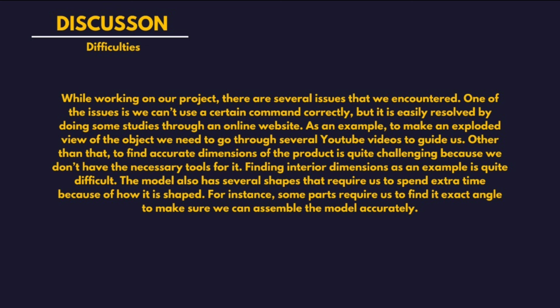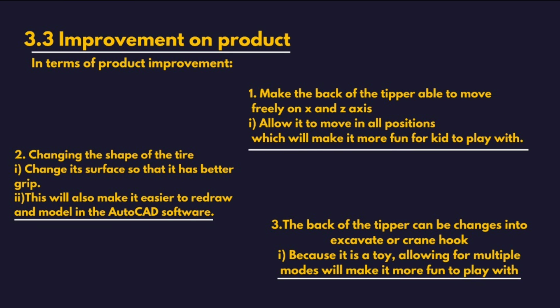to make sure that we can assemble the model curve correctly. For improvement on the product, the first thing is that we can make the back of the tipper able to move freely on the X and Z axis. This will allow it to move in all positions. The second is changing the shape of the tire. By changing its surface, it will have a better grip, and it will also be easier to redraw the model in Autocad software. The third is that the back of the tipper can be changed into an excavator or a crane hook. Because it is a toy, this will allow for multiple modes and will make it more fun to be played with.